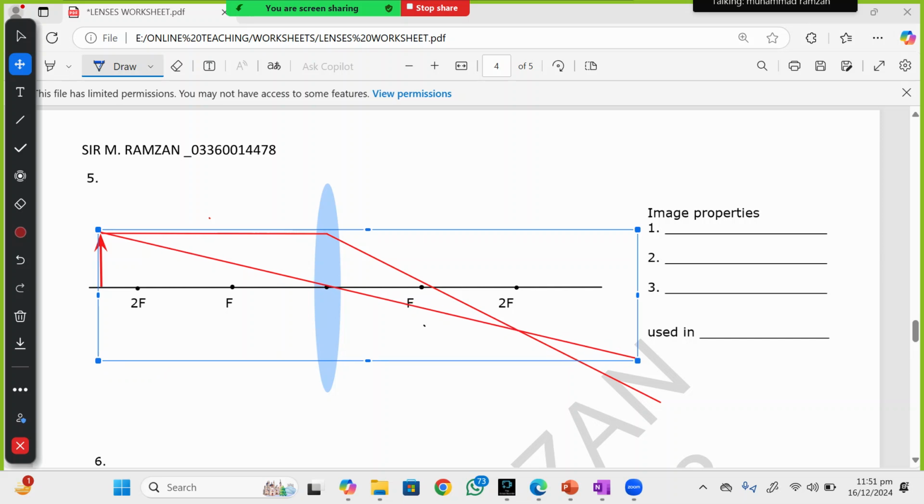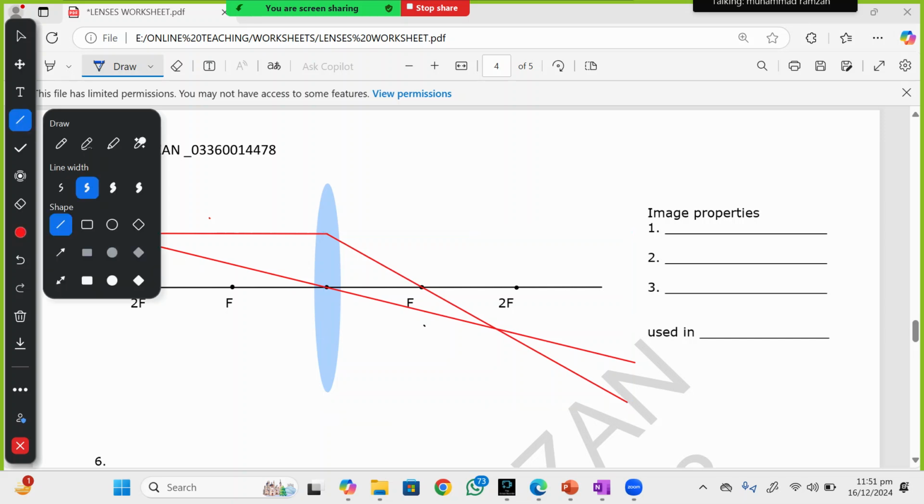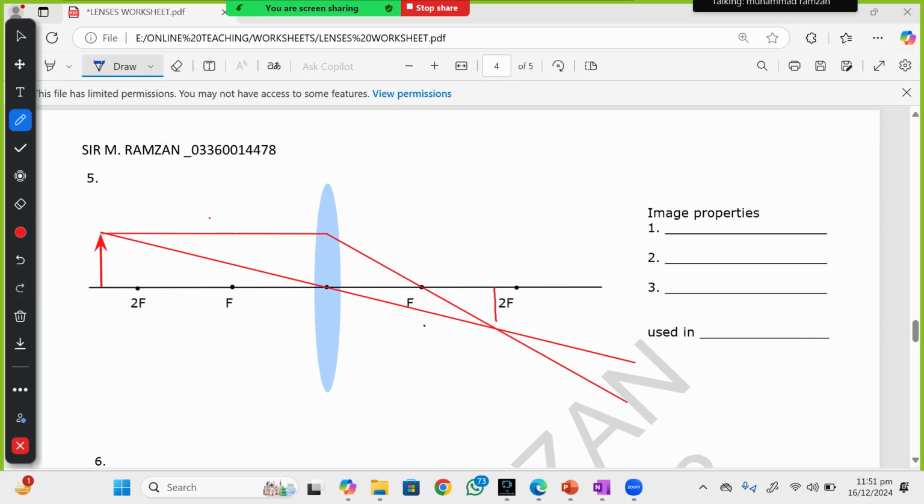So if I just make it a bit proper again, okay, over here the image is to be formed. So the image is formed here. So the image is real, inverted. Because it is smaller in size, the smaller is named as diminished. Diminished means small, and it is used in the human eye or camera.